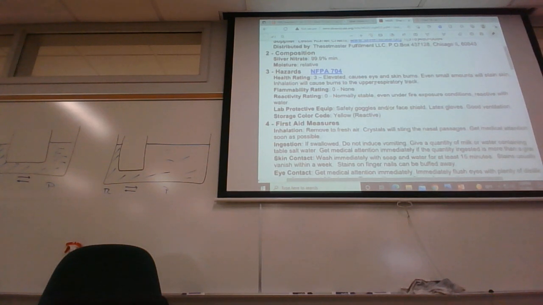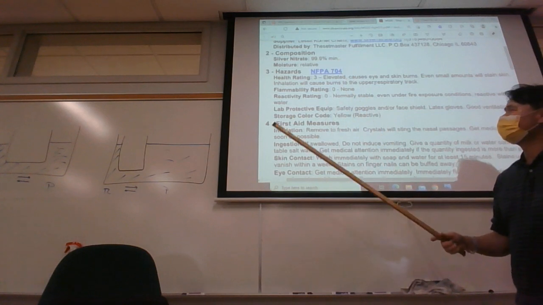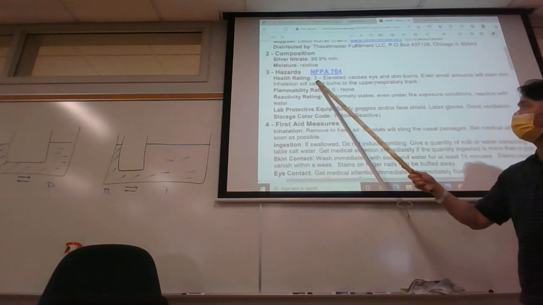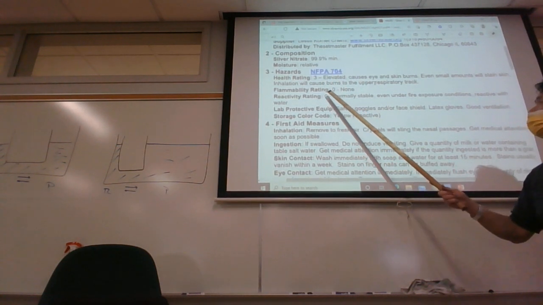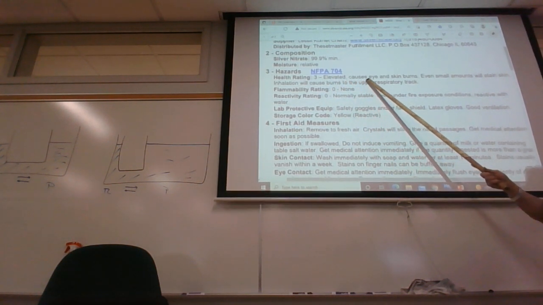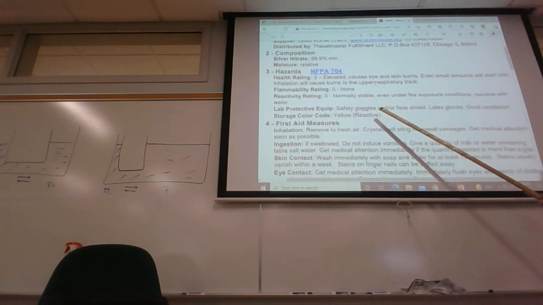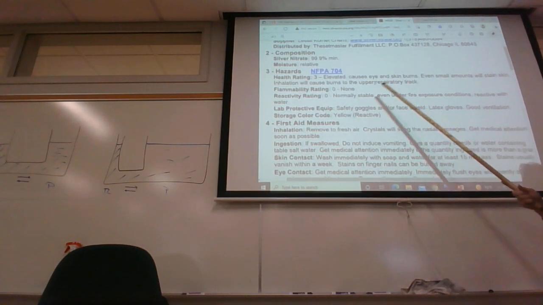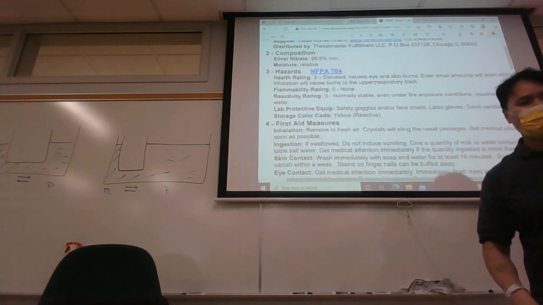NFPA ratings range from 0 to 4. 0 is safe, 4 is hazardous. And so when we look at the health rating of silver nitrate, it is 3, which is potentially hazardous here. Let's take a look at what they say. Elevated risk, causes eye and skin burns. And so it's an elevated risk here, and it causes eye and skin burns. Even small amounts will stain skin. This is a common thing.